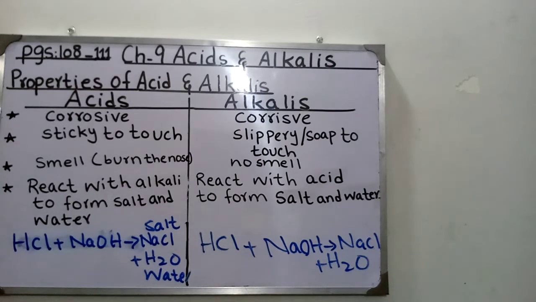ये दोनों जो हैं बहुत corrosive होते हैं. So, the first property is corrosive, and acid is corrosive. ठीक है, गलाने वाला. Alkali also has the same property, corrosive, right?